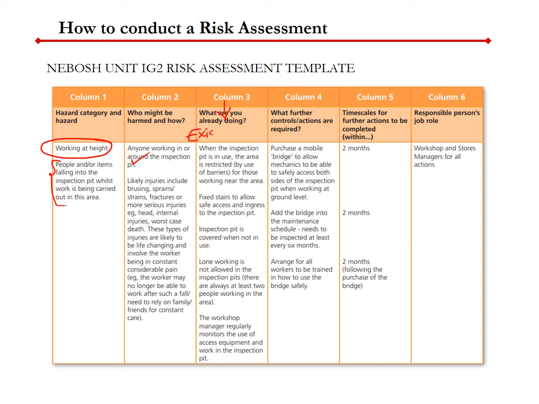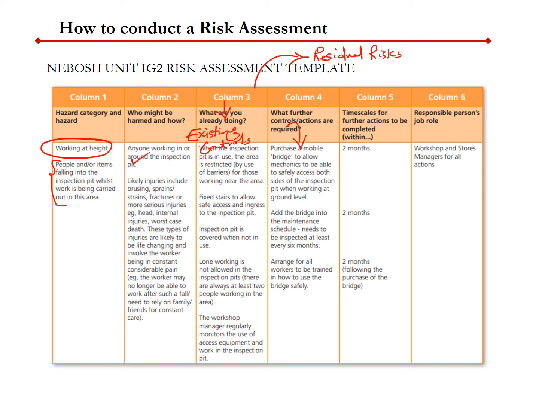Then here you have further controls that could be made to reduce the risks further. After you determine your existing controls, you come up with what you call the residual risk. Residual risk means the risk that is still present despite the existing controls. Then after that you determine what further controls can be put in place, or recommendations.